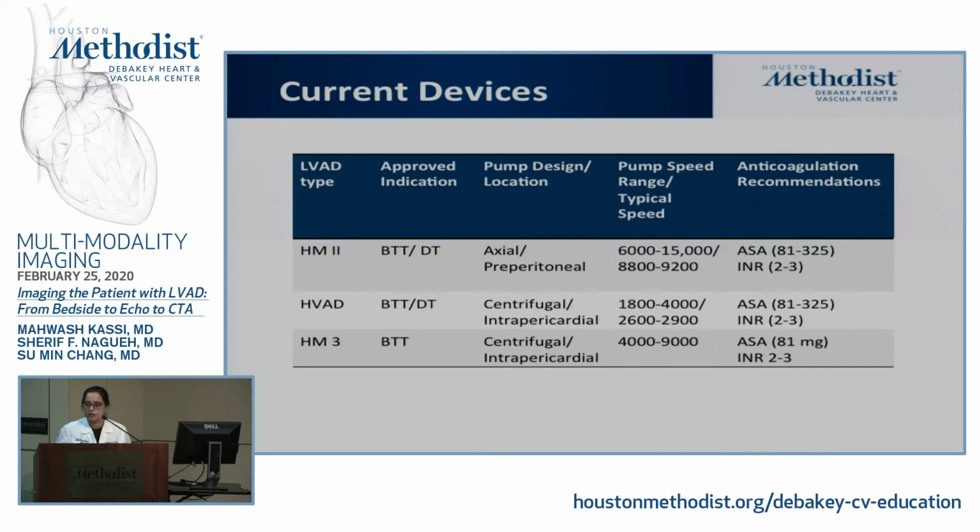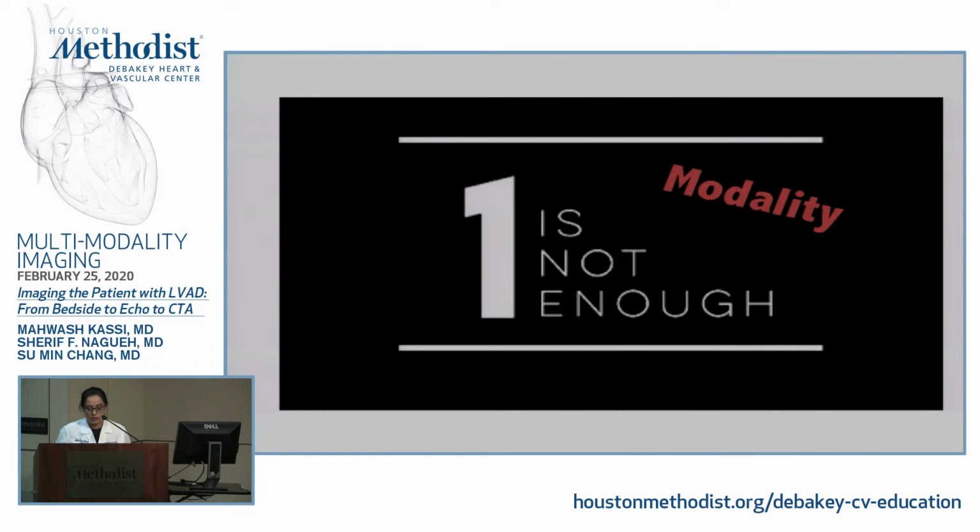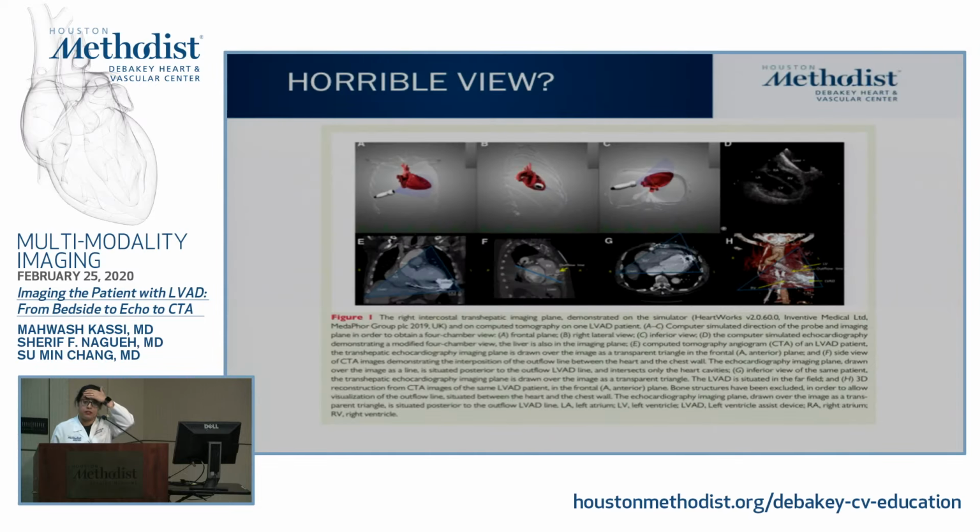HVAD range from 2,600 to 2,900 clinically, and HeartMate 3s range from 4,800 to 6,200 clinically. So one modality is not enough, and your clinical parameters are important. One thing I always hear from the lab, from sonographers, is that we have horrible images, which is not true.